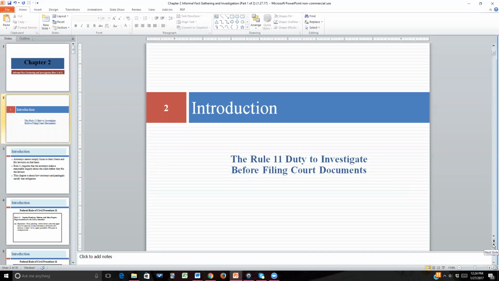So the first thing we're going to think about is the issue of Rule 11. Rule 11 is really the first Federal Rule of Civil Procedure that we're going to talk about. It's one of the most important rules of civil procedure. It's certainly one of the rules that is most on the minds of attorneys and paralegals, because it is a rule that relates to the law firm.